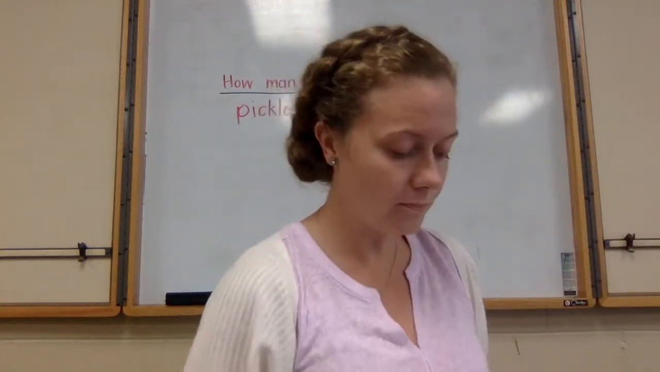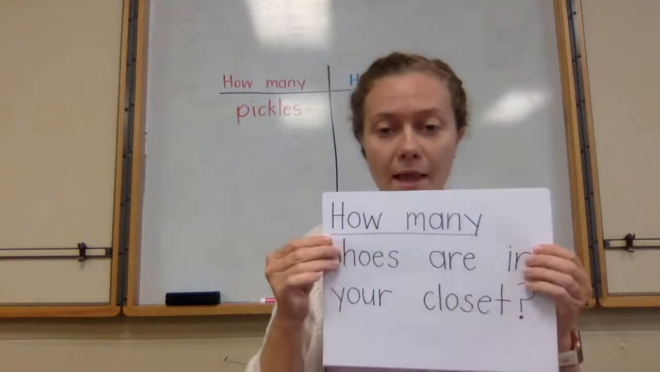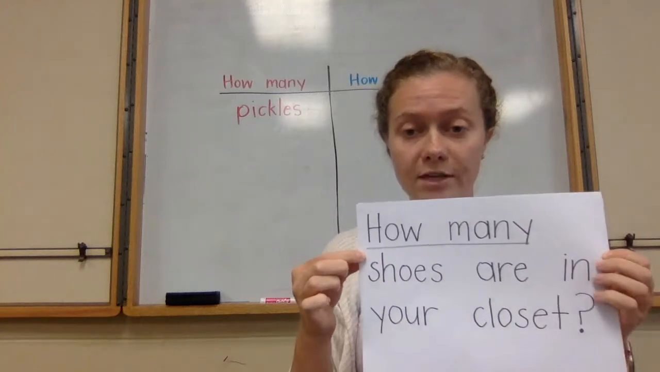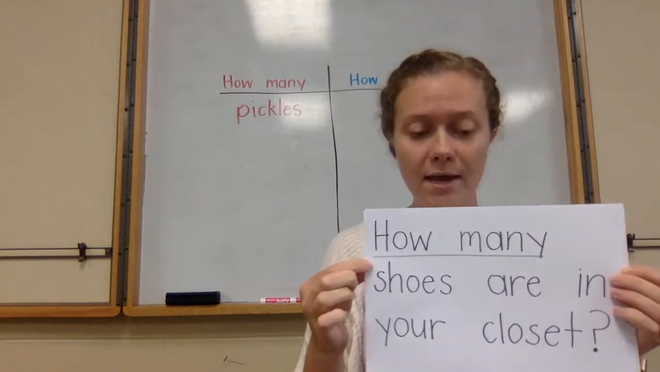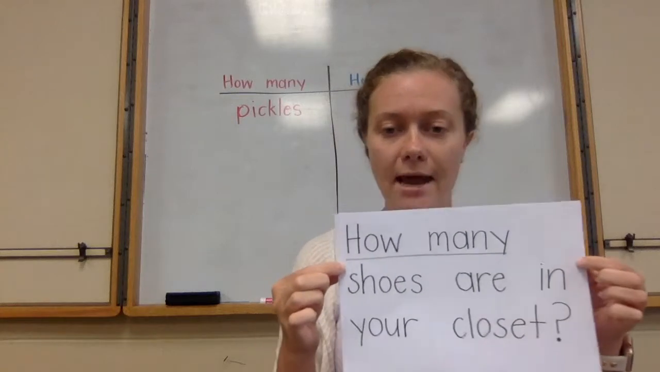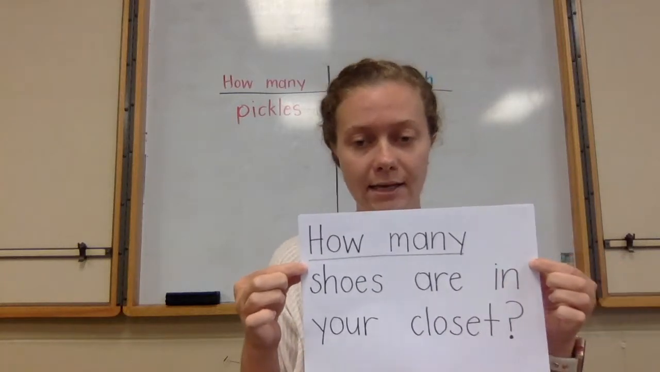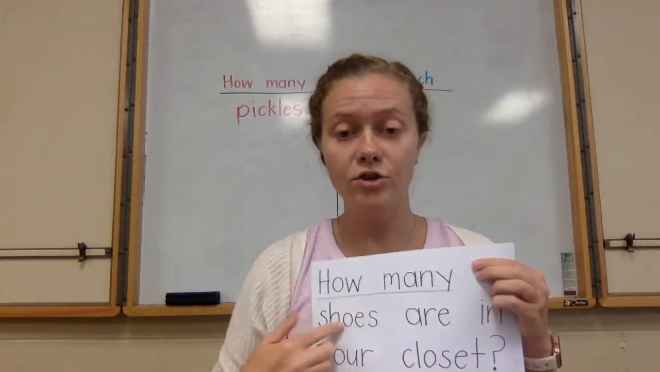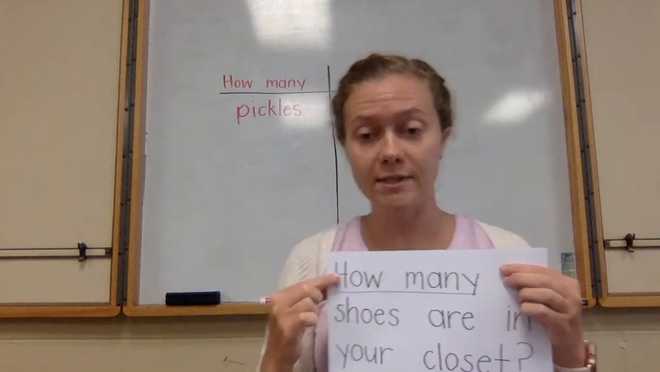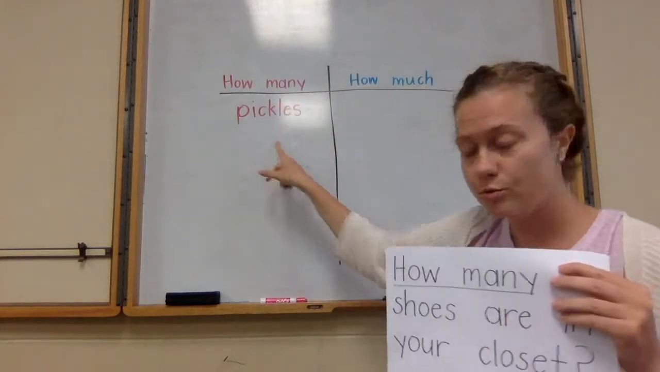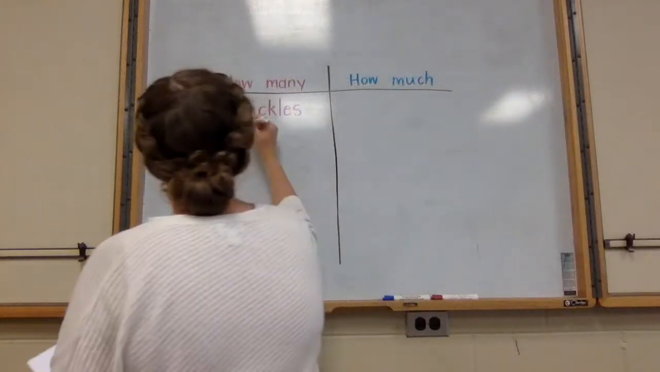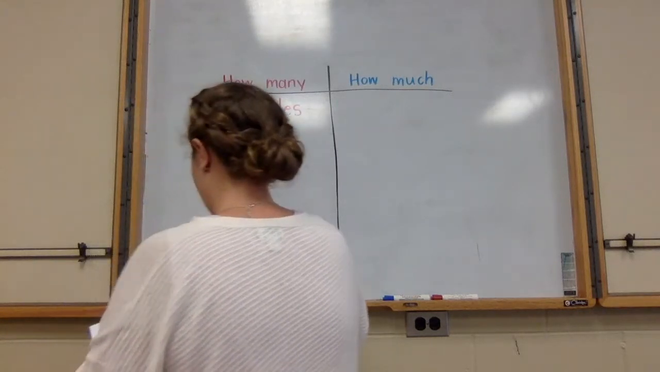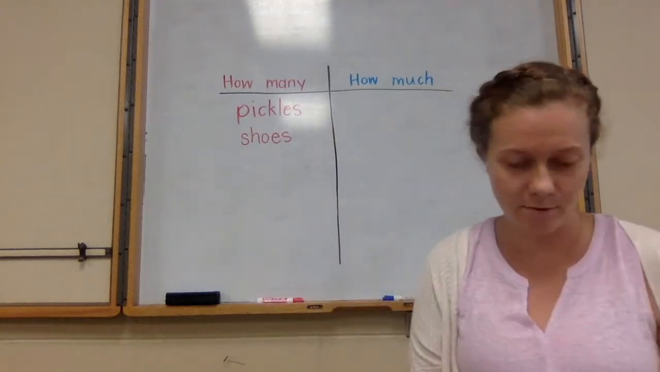Now, we did the first one together, so this next one I'm going to have you tell me. The sentence is, how many shoes are in your closet? What phrase was used? How many? Yes. And can you tell me what is the noun in this sentence? What noun are we asking about? Perfect. The noun is shoes. The phrase was how many, so we're going to put shoes under how many. Perfect. Let's see what one we have next.